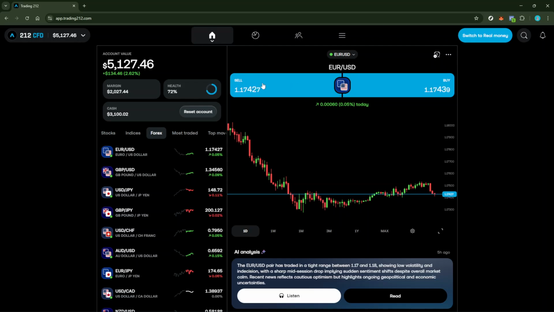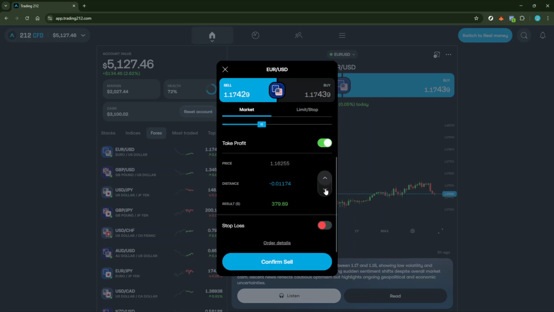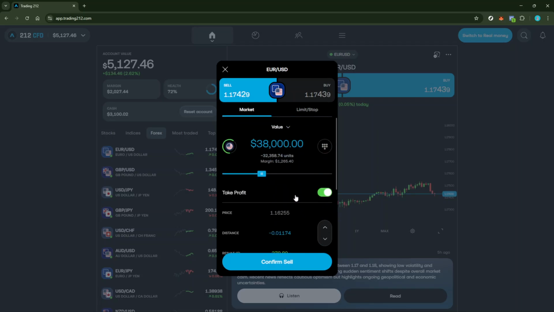The next important step is to set up your trade details. This involves specifying your trade size, which is essentially how much you're willing to trade. Make sure your trade does not exceed your risk management strategy. Also, determine your stop loss and take profit points. Setting a stop loss helps protect against significant losses, while a take profit point lets you lock in gains without needing to monitor the trade constantly.